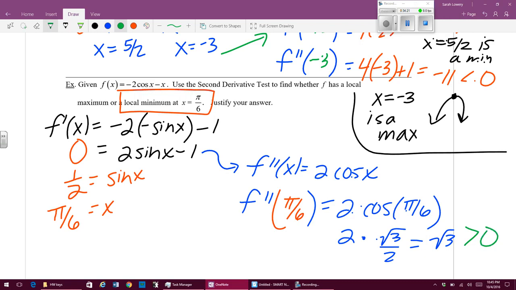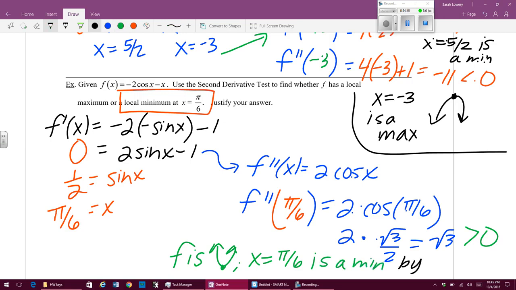The square root of 3 is a positive number. Since this is a positive number, that tells me that f is concave up and x equals pi/6 is a minimum value. And we're going to add in by the second derivative test.